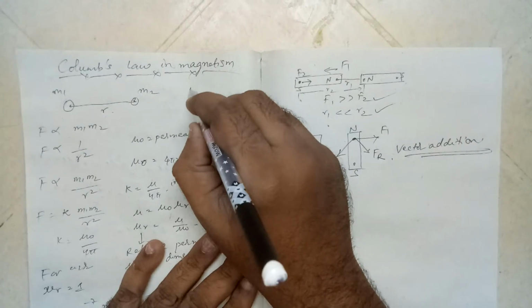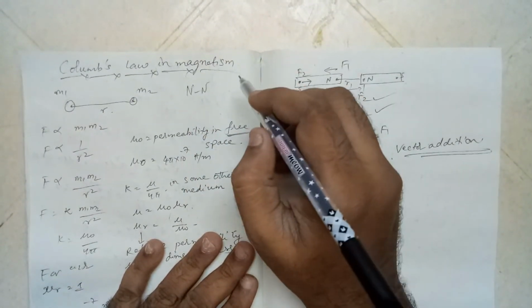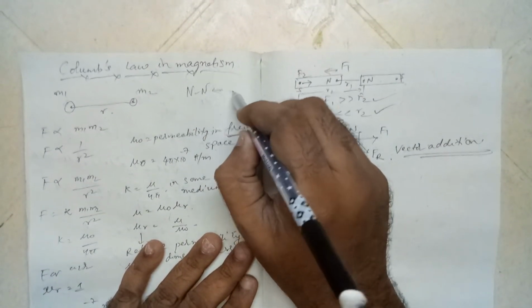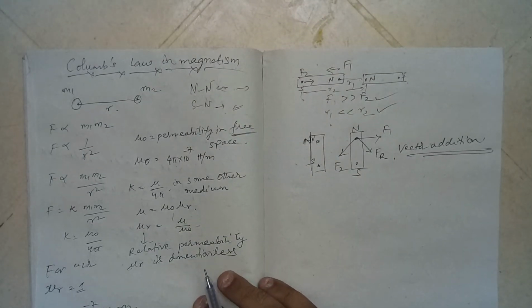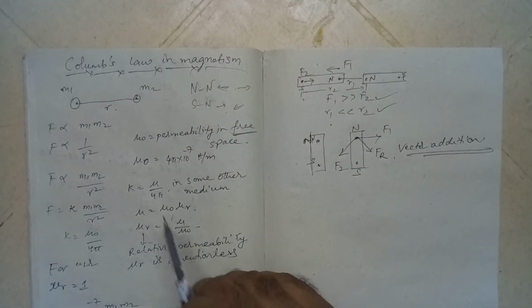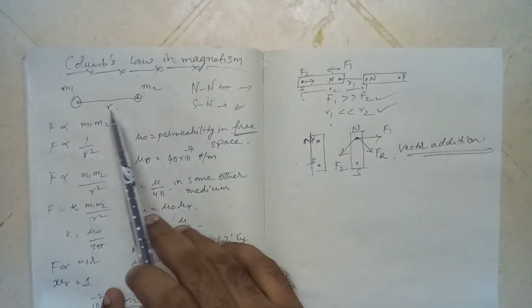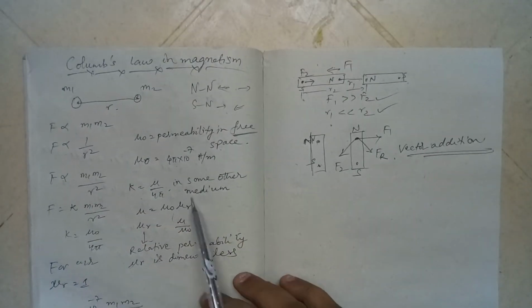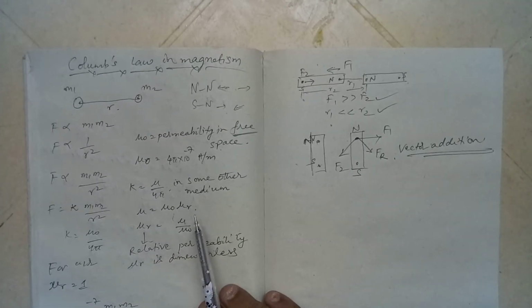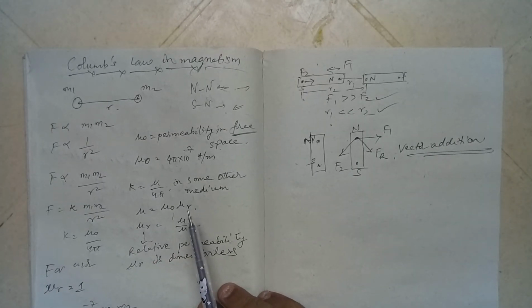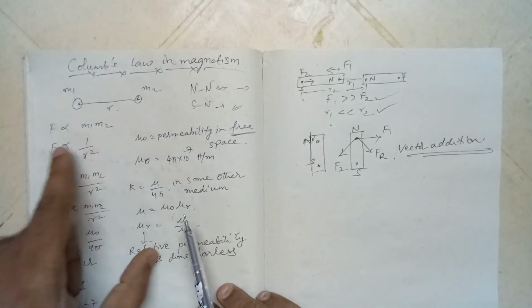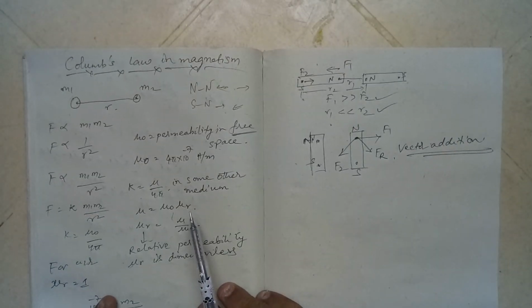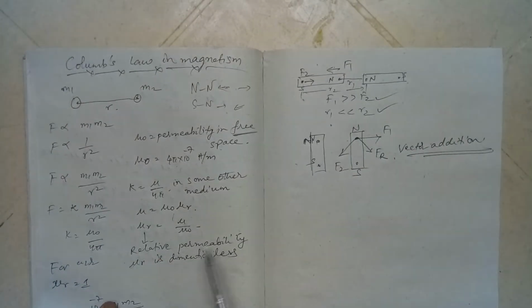If both are north, then it will be a repulsion, and if it is south-north, it will be attraction. Opposite poles attract, like poles repel. It is observed that this force is directly proportional to the product of the pole strengths and inversely proportional to the square of the distance between them. That is why it is called the inverse square law. That means if you increase this distance, the force reduces. So this force is proportional to m1 m2 by r square.